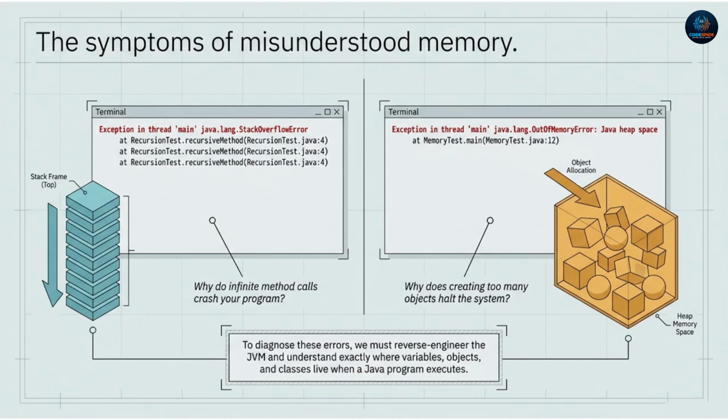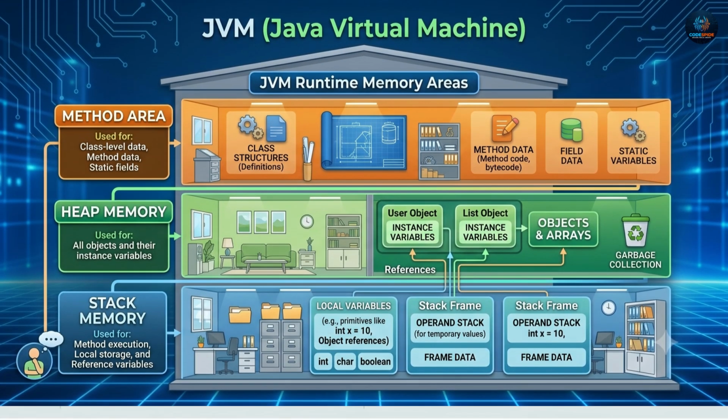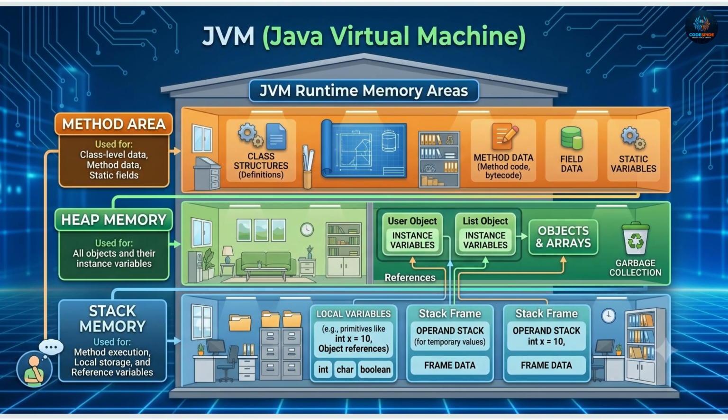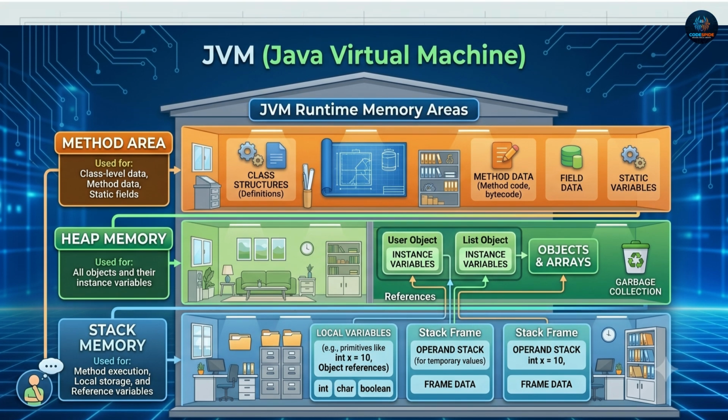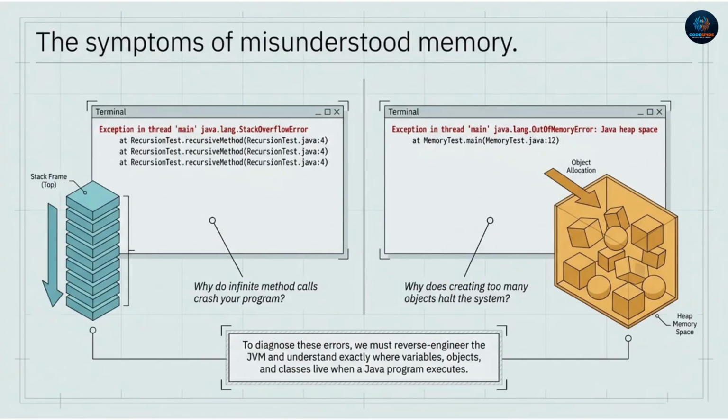Whenever we run a Java program, the JVM, Java Virtual Machine, allocates memory to store different types of data. Think of JVM memory like a house with different rooms. Each room has a different purpose. The three main memory areas are stack memory, heap memory, and method area. So let's understand them one by one.